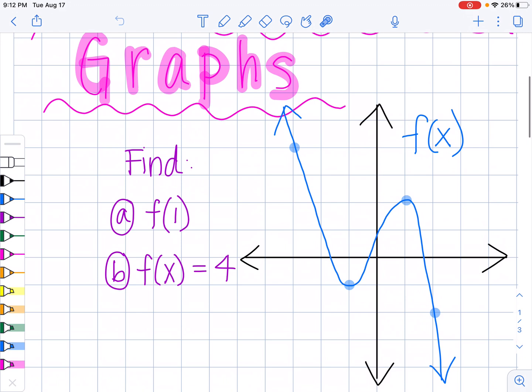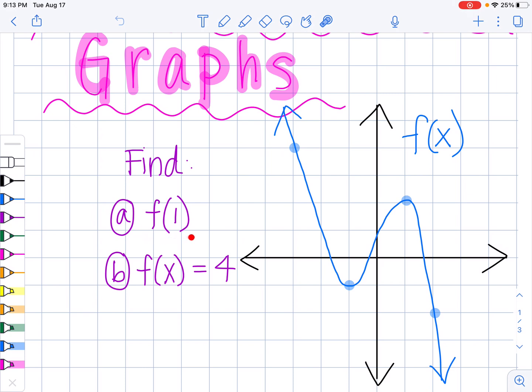Okay, so I drew this graph out for you. It doesn't matter what the equation of the graph is. A lot of times in math, when we're analyzing a graph like this, they're not going to tell you the equation, they're just going to give you the graph. So we're going to use this picture of a graph to help answer some questions, and these questions are going to be based on function notation.